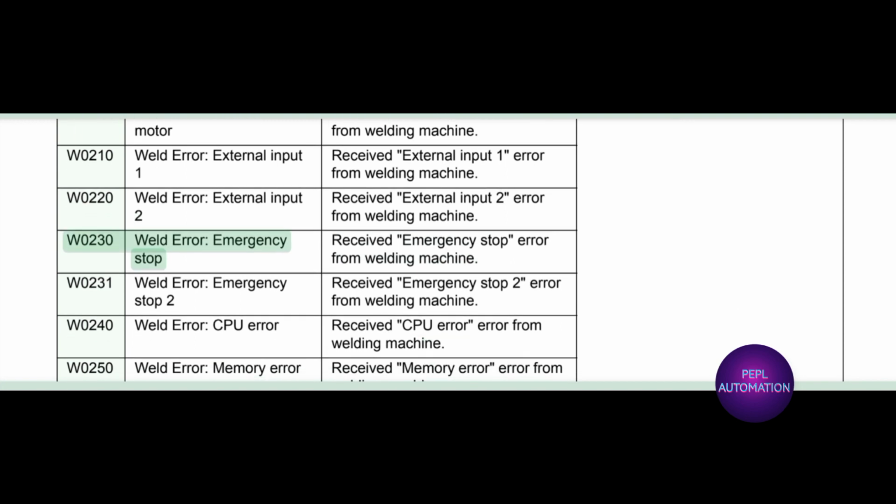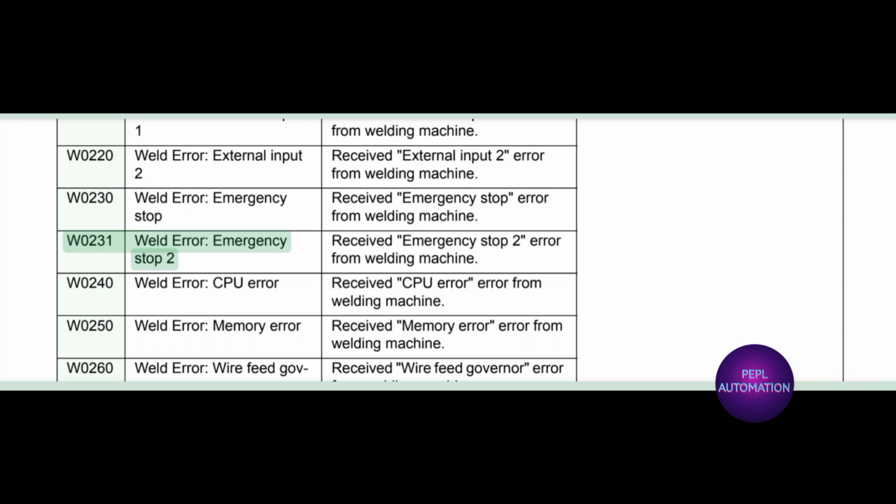W0230 weld error, emergency stop received. Emergency stop, error from welding machine. W0231 weld error, emergency stop 2 received. Emergency stop 2, error from welding machine.